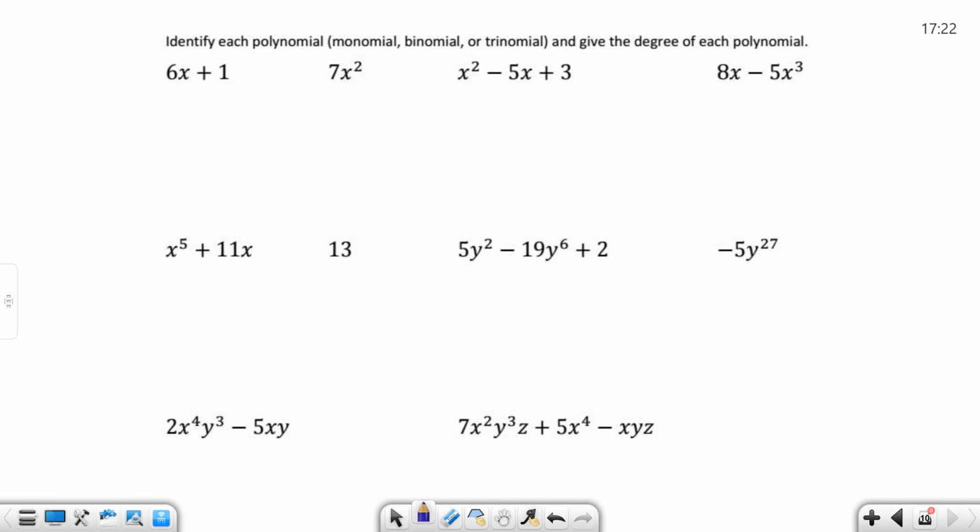So binomials are 2 terms. Monomials are 1 term. Trinomials are 3 terms. Those are all subsets of the overall group of polynomials. And then we want to give the degree of each. And we talked about that being the highest power or the highest degree of a term.